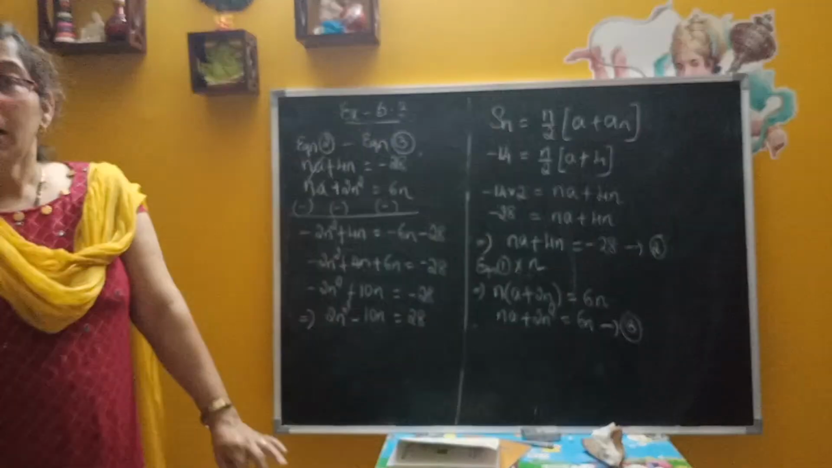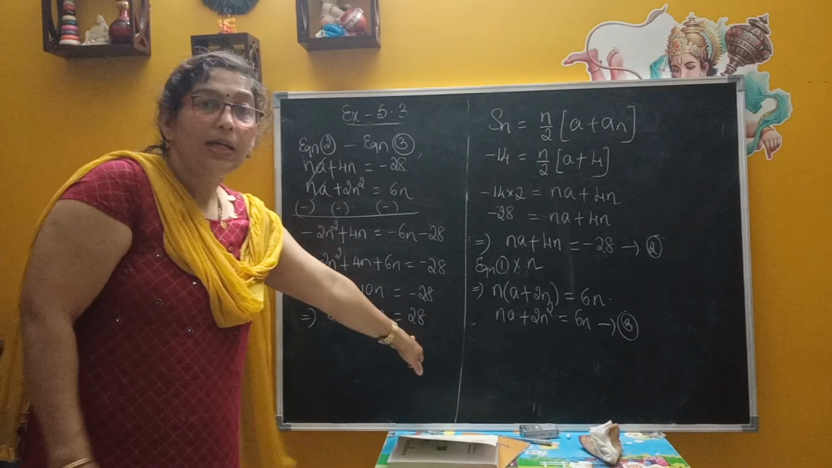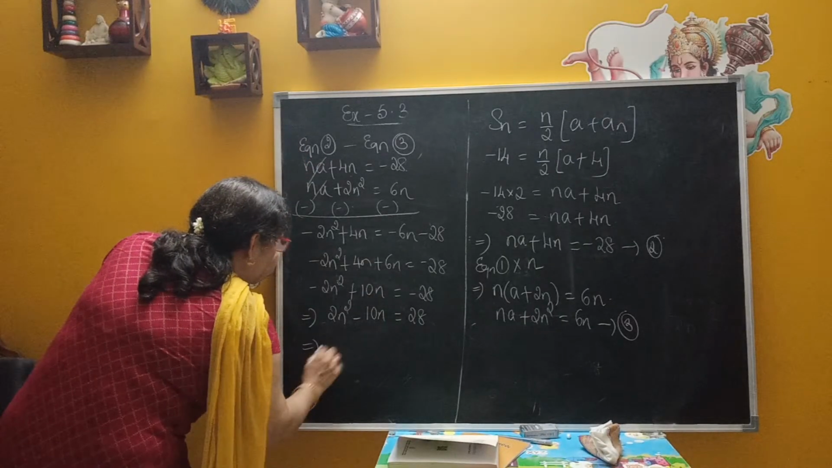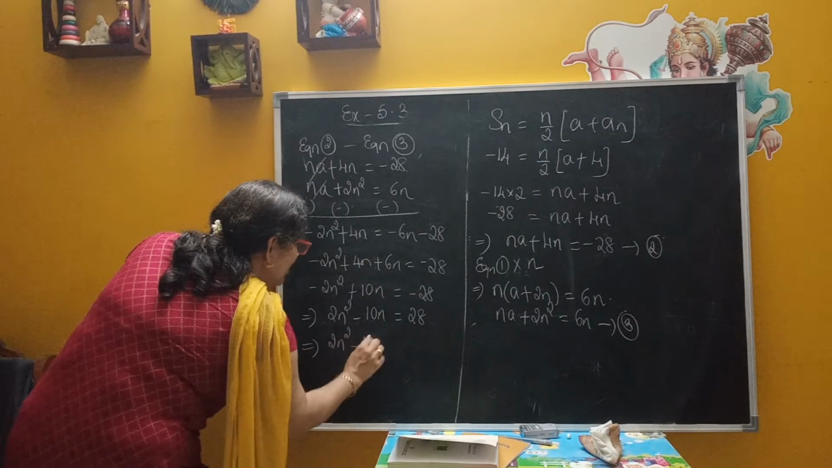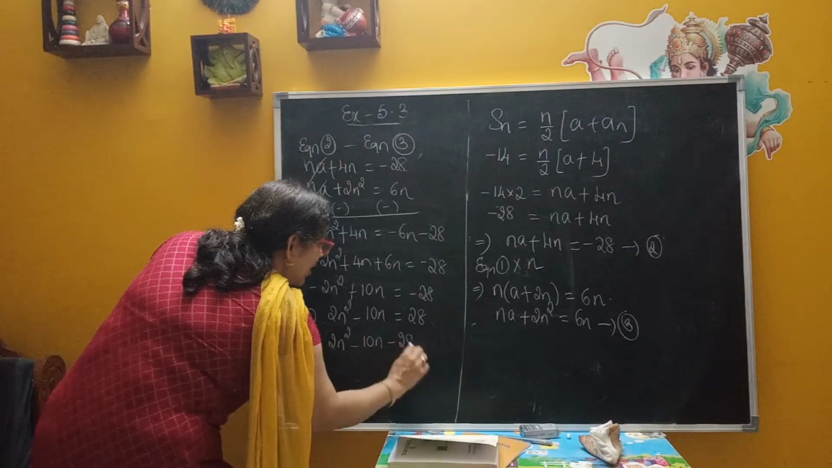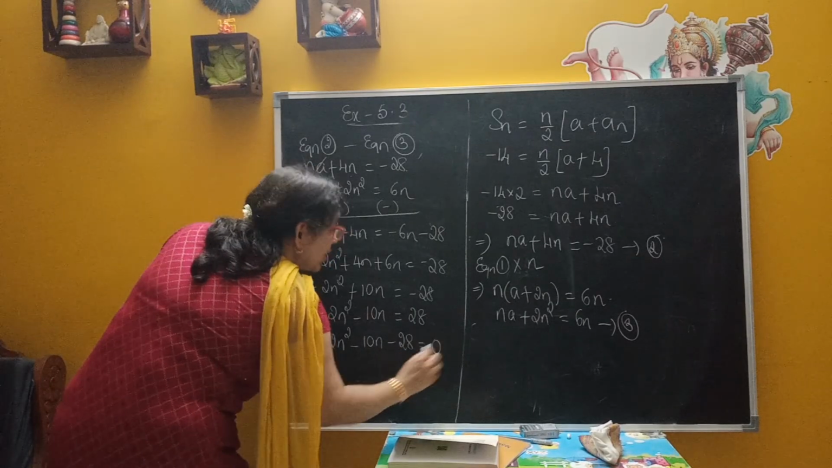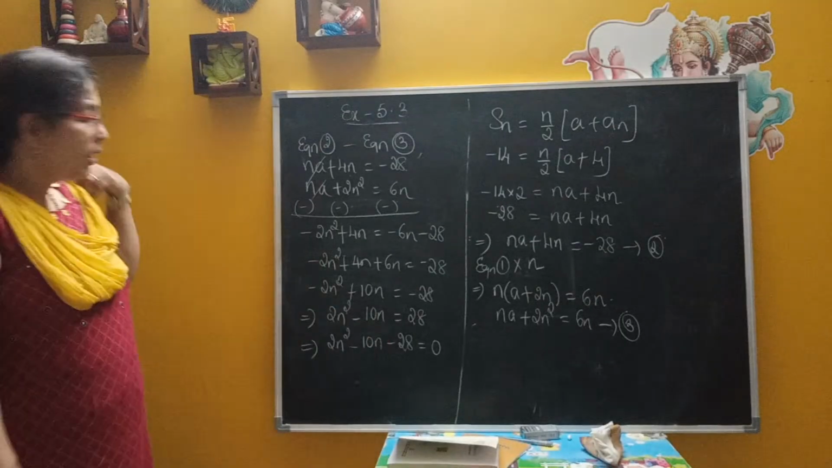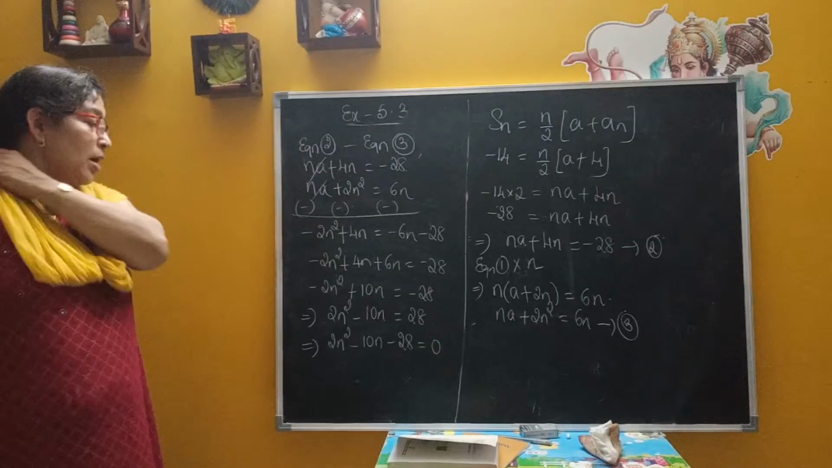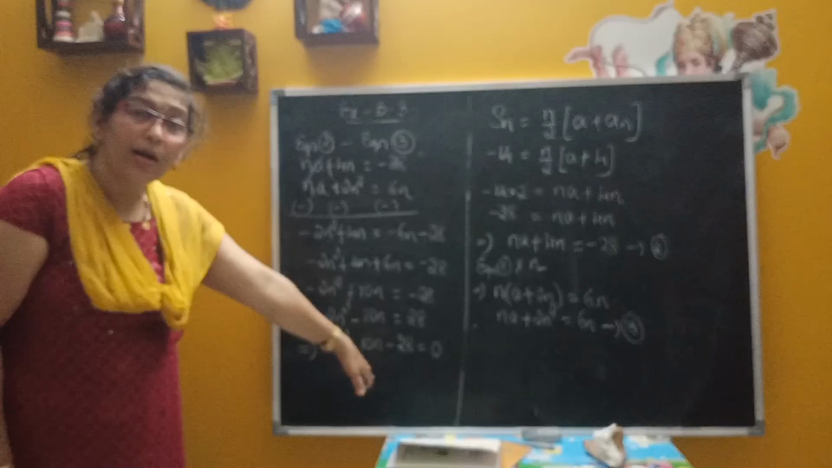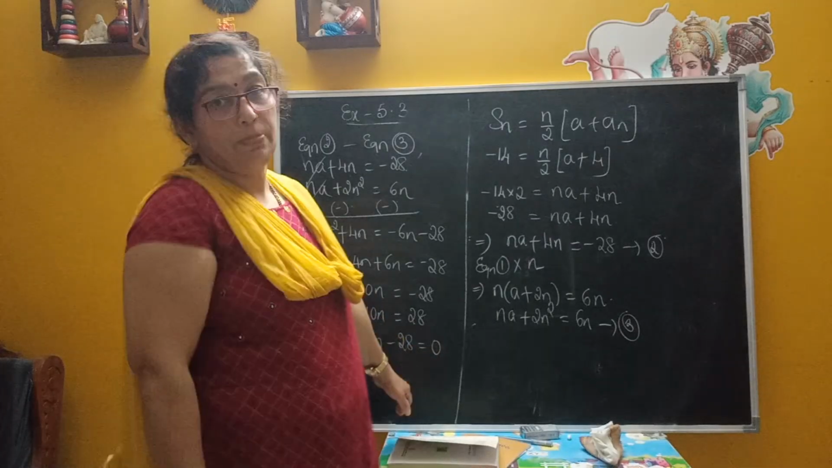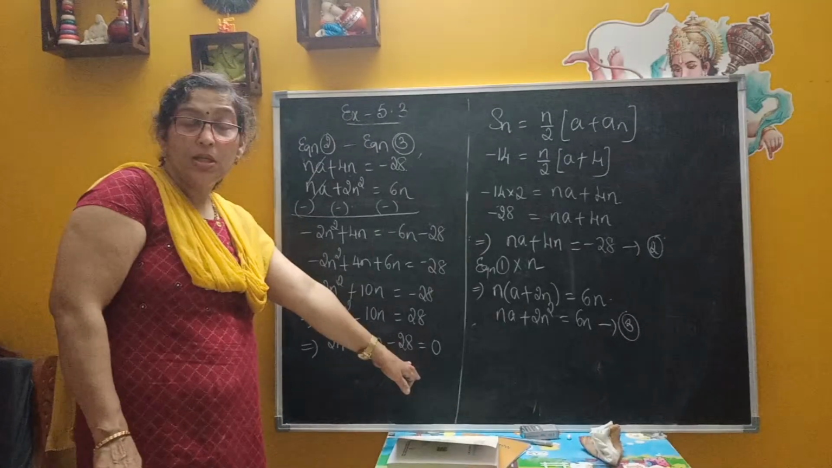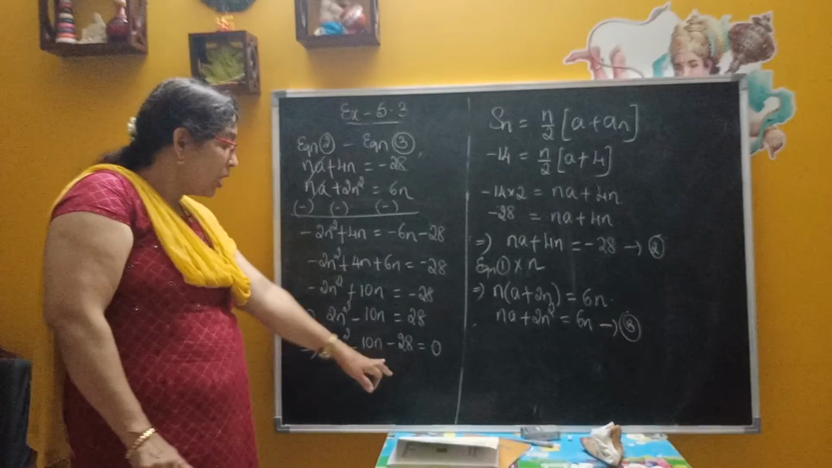Now I think you got the idea. So we got the quadratic equation. I just transpose this to LHS. So it becomes 2n square minus 10n minus 28 is equal to 0. This is the quadratic equation. Then how can we solve it? You know how to solve quadratic equations. You have learnt in the previous chapter. Using that knowledge, by the prime factorization method, we can solve this quadratic equation.